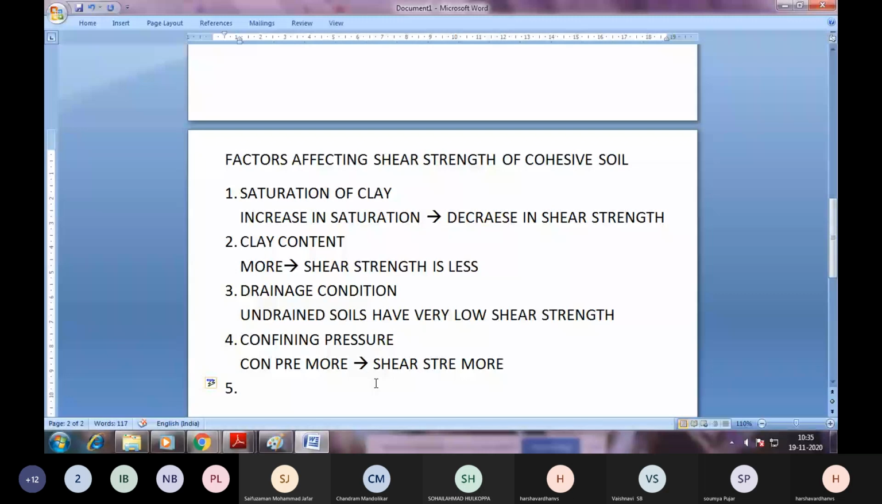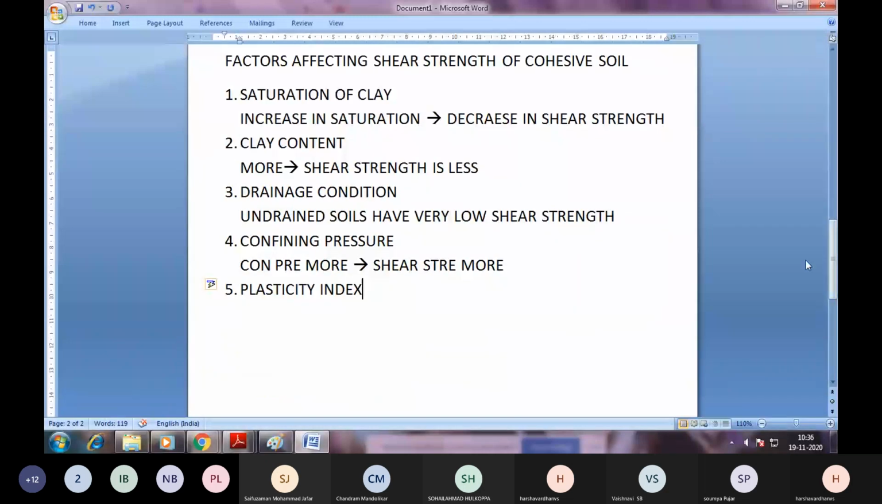The fifth factor is plasticity index. We came across this term when we were dealing with consistency limits or consistency indices. Liquid limit, plastic limit, shrinkage limit. These are the three consistency limits. Now, if the water content is more than the plastic limit and less than the liquid limit, then the soil is said to be in plastic state.